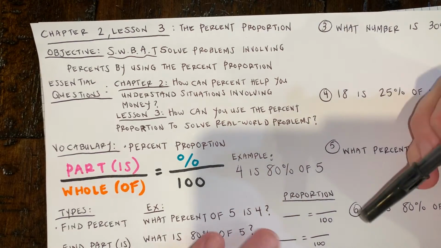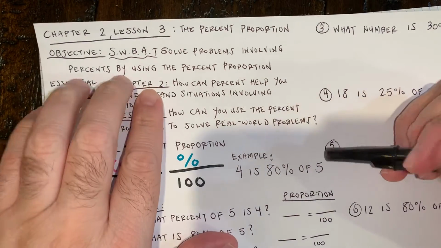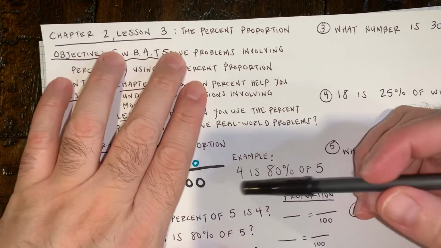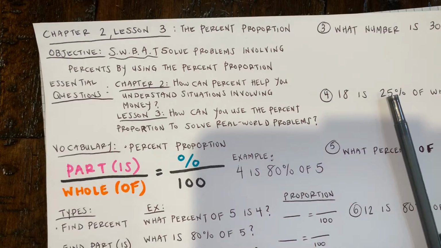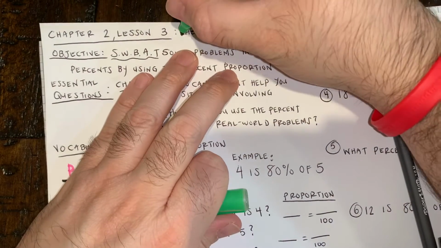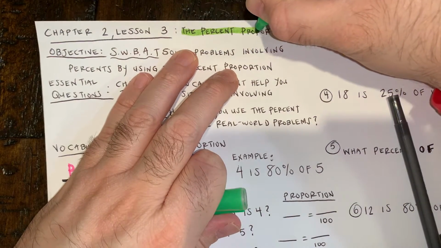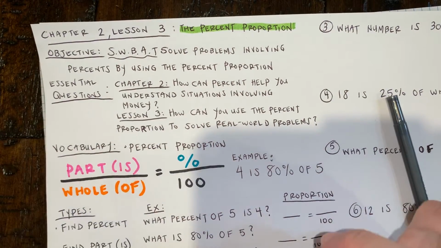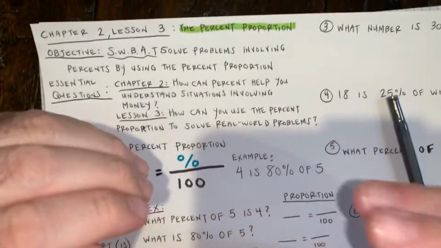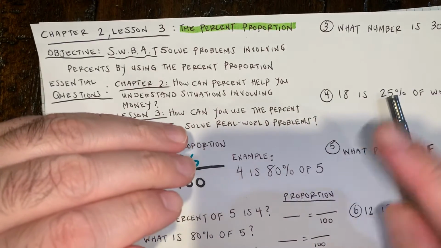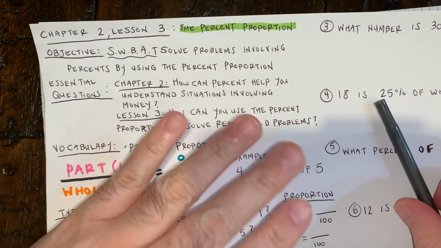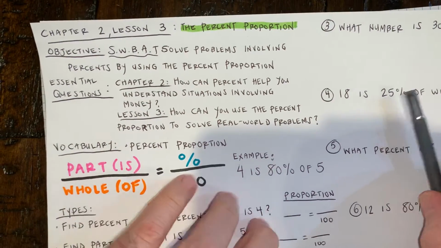In this video, we are continuing our chapter on percents. And for lesson 3, we're going to focus on the percent proportion. We have already worked with proportions before. So remember when you had a proportion, you basically had a fraction equal to another fraction. And then you were able to cross multiply and then divide to come up with an answer. So that's basically what we're going to be doing in this lesson.